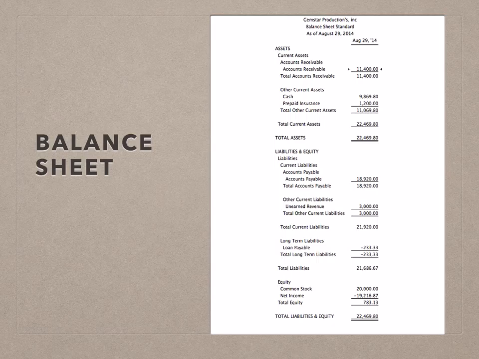The other current liabilities are unearned revenue. We have 3,000. What is unearned revenue? Unearned revenue is money that we already got but haven't received yet. Somebody gave us a check for $3,000, but I haven't cashed it yet in the bank. I haven't earned that money yet because I haven't got the money in the company bank account. We also have the total current liability here.